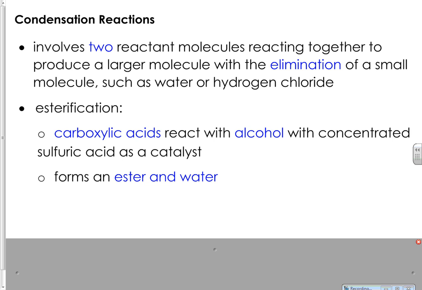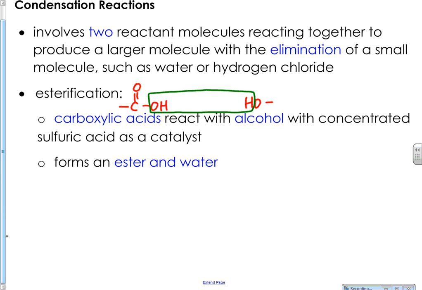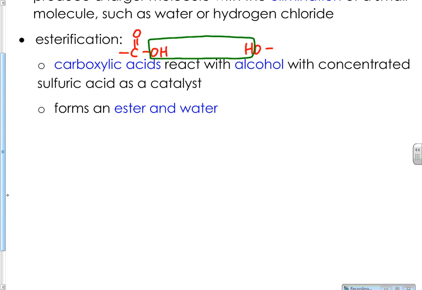Now, to make an ester, you need a carboxylic acid, so a COOH. And by the way, some of you on your labs are drawing those wrong. You have to be very careful. C double bond O, OH, and that's going to react with an alcohol. Now, hopefully you can see where you're able to pull a water out of that and then shove the remaining things together. In order to make an ester, you need concentrated sulfuric acid as a catalyst. And so here's an example of this.